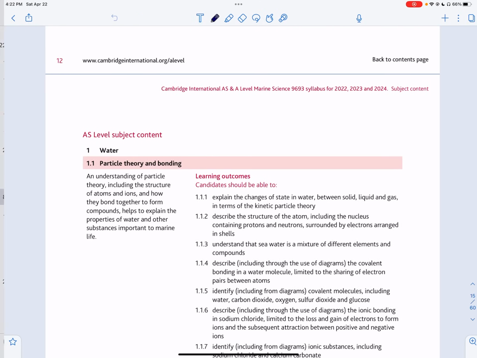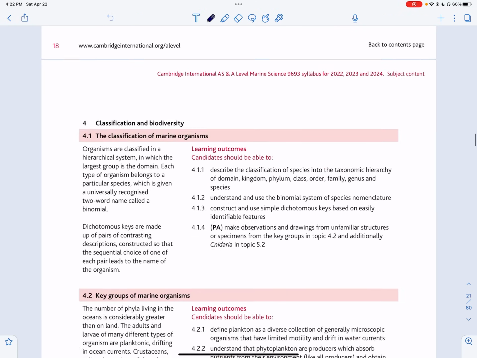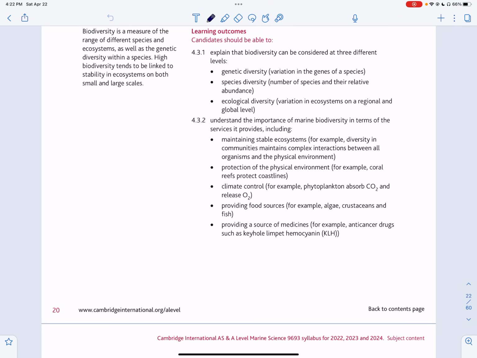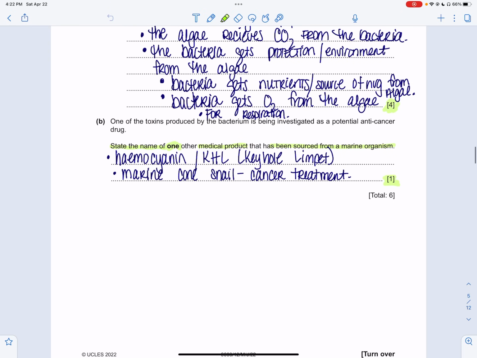And real quick, I'll show you on the syllabus. If you go to 4.3, which is biodiversity, then you can see here, a source of medicines. This was marine biodiversity and the services that it provides, the importance for it. Source of medicines, anti-cancer drugs such as the keyhole limpet hemocyanin. Oh, and I was very extra in the way that I wrote hemocyanin.